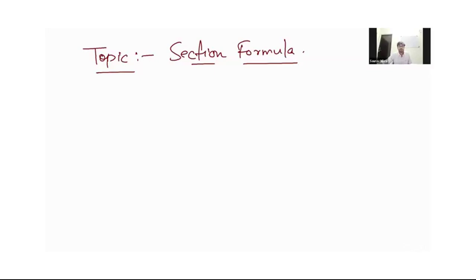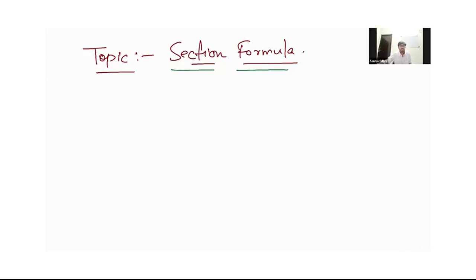Today's topic for the session is the section formula from your chapter on coordinate geometry. So we will discuss this formula. This is very important, a very important topic from your board point of view. So let's start the session.